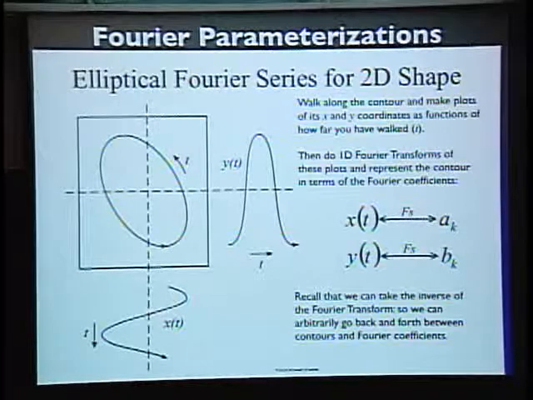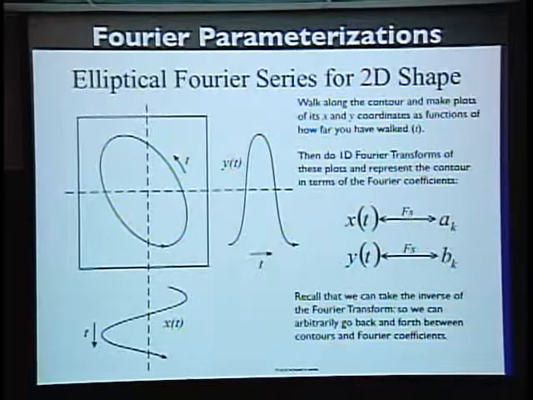Okay, now this is usually the one where I lose people. It's the third possibility in this presentation for how to parameterize your closed contour, and it's based on that thing we talked about in the very first lecture, which is the Fourier Domain.